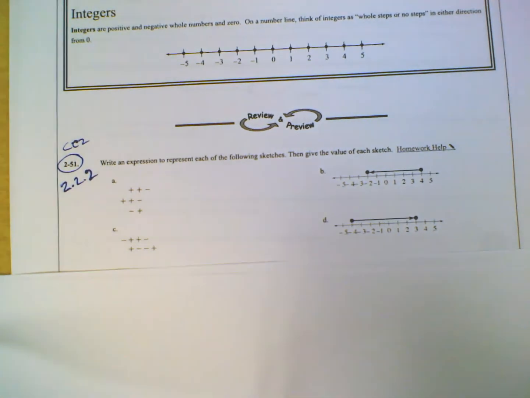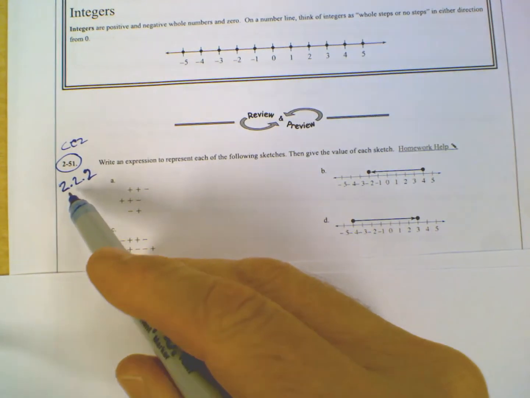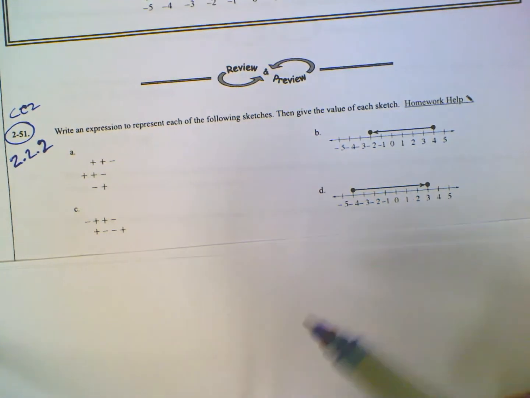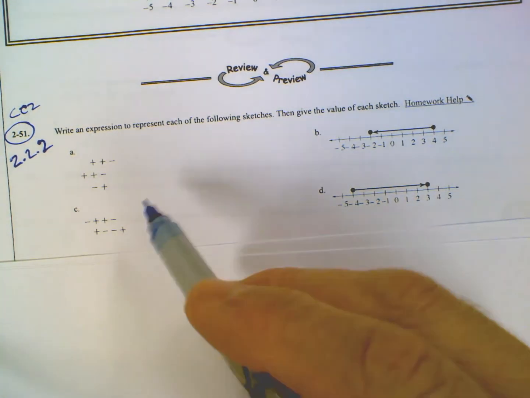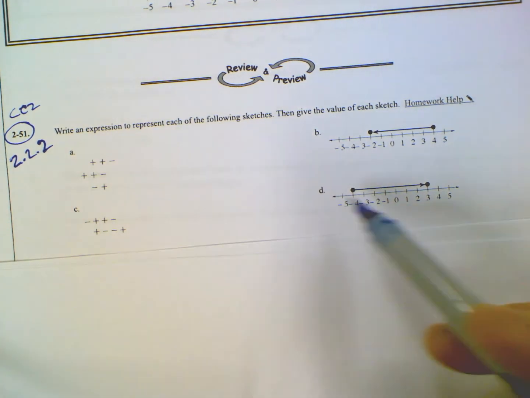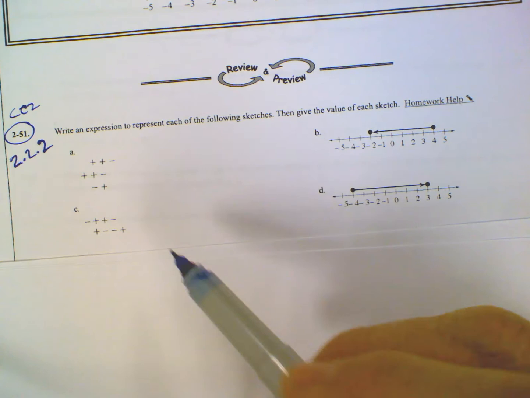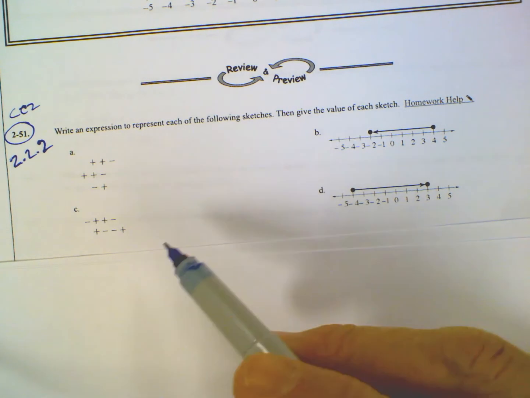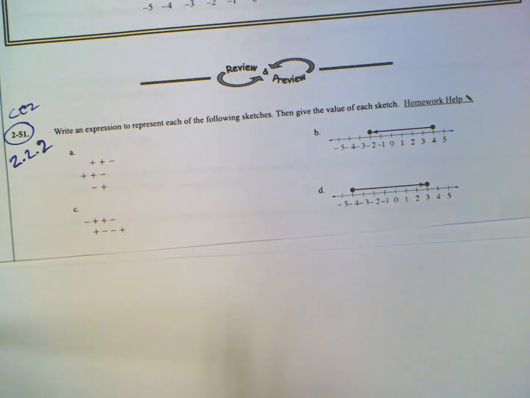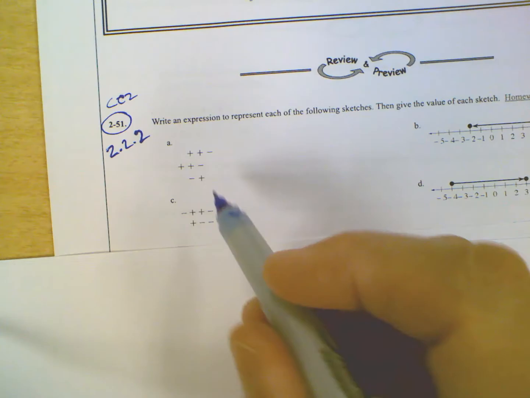Okay, I'm in CC2. This is section 2.2.2, number 2-51. So we're looking at representations of positive, negative number expressions. So we've got the visuals, we have the sketches, and we need to come up with a value as well as what expression it represents. So if we look at what I'm looking at here.